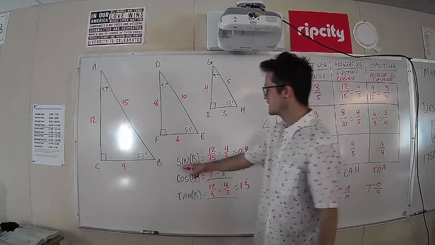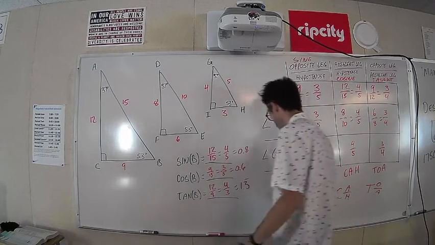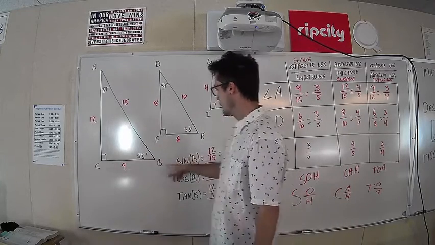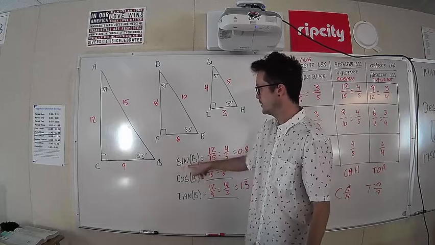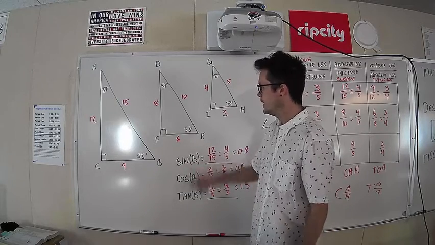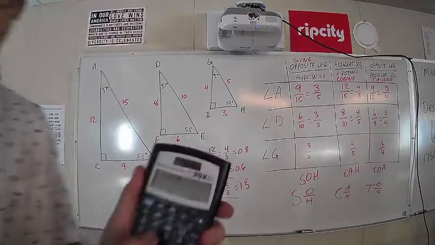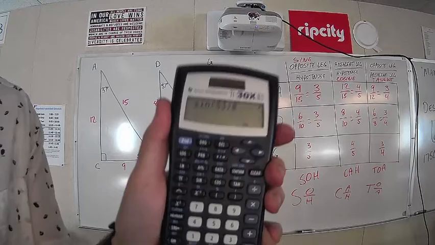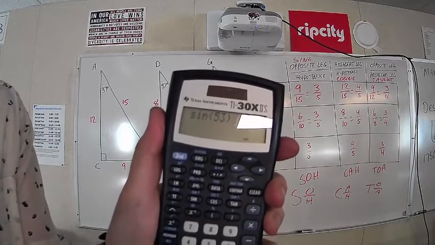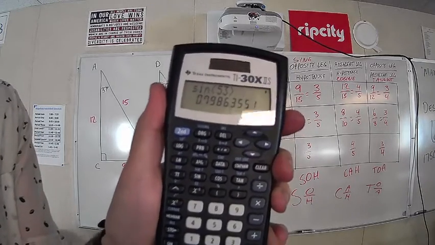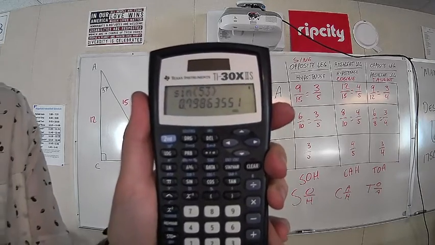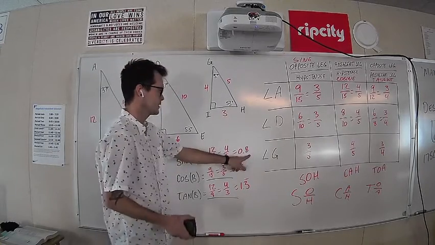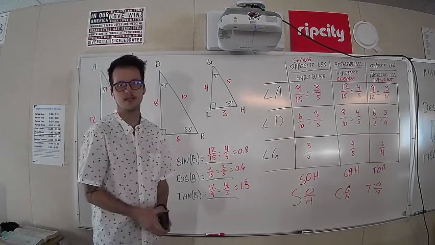If we're looking for the sine of B, B is 53 degrees. So I'm just going to press the sine button on my calculator. It opens up a parenthesis, and I type in 53, then close my parenthesis, equals, and we see 0.798. If we round that to the nearest hundredth, we get 0.8, which is exactly what we expected. It's the same thing as if we did it by hand.